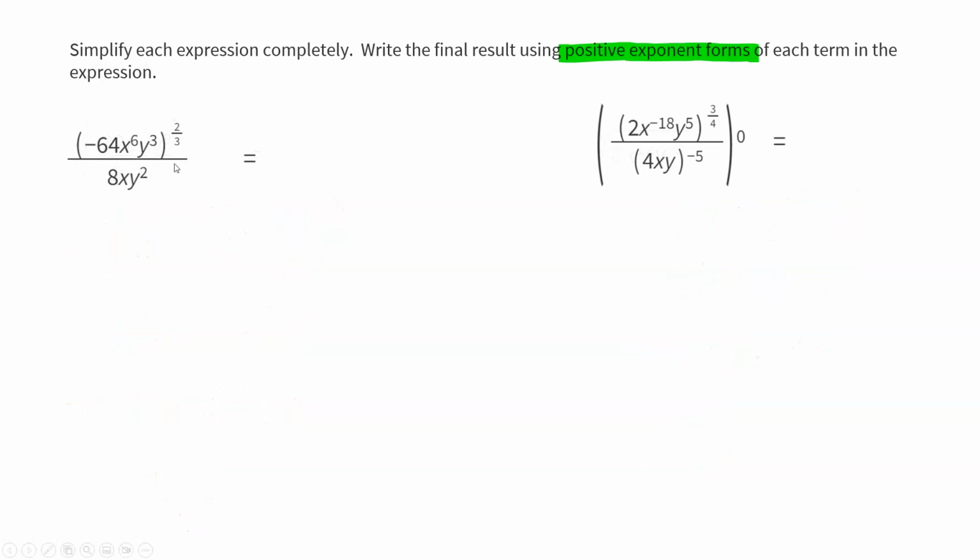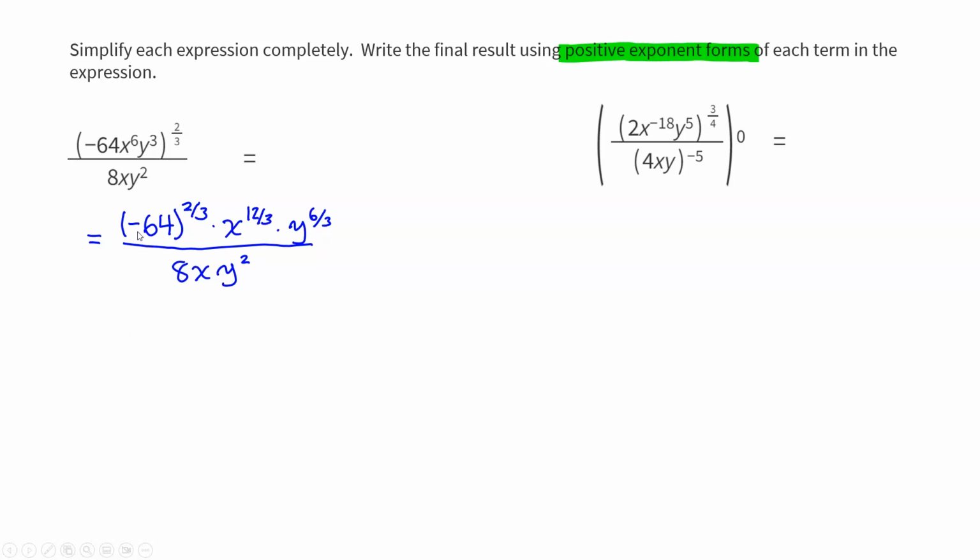This one here. Now here inside this grouping symbol, there's really nothing to do. Only the numerator is being raised to the 2/3 power, not the denominator. So everything inside here is going to be raised to the 2/3 power. That's going to give you negative 64 to the 2/3, x to the 12/3, y to the 6/3. And of course you have 8xy squared down here because nothing's been done to the denominator yet.